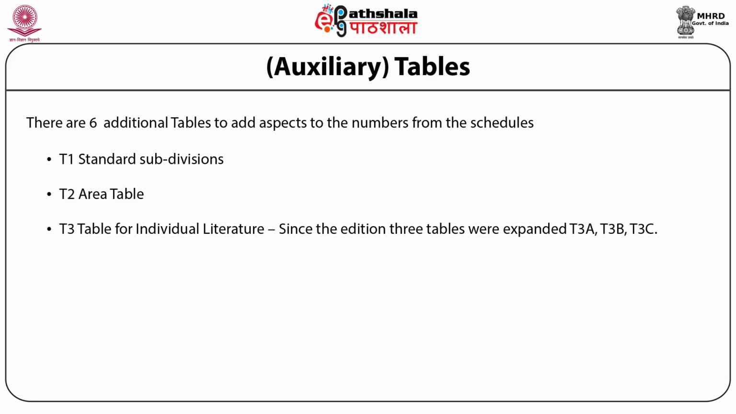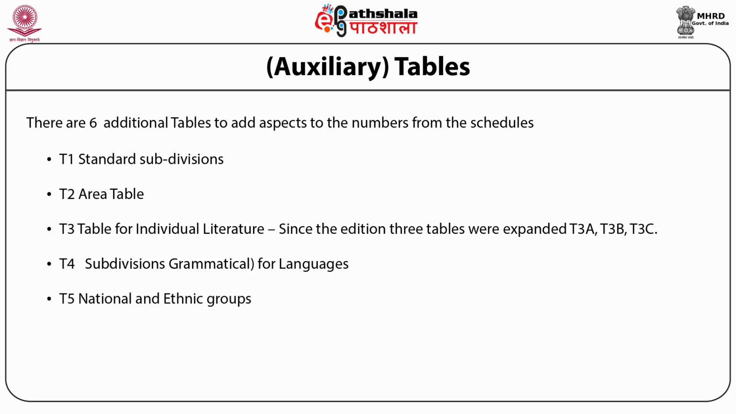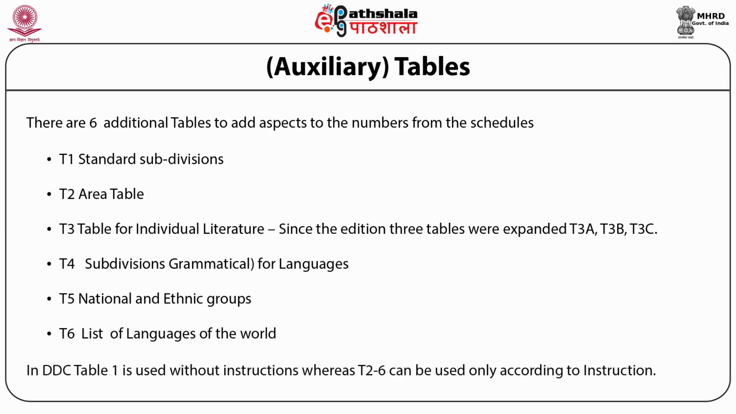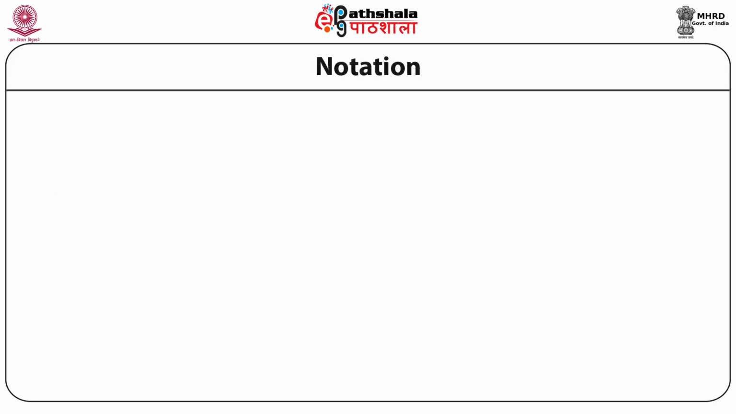T3 is the table for individual literature, and now this has been further divided into subtables, that is 3A, 3B and 3C. This table is mostly required for the literature class. Then table 4 is subdivisions of languages. These are grammatical subdivisions and it is applicable to the main class 400 languages and linguistics. T5 is national ethnic groups by ethnicity, and T6 is languages, a comprehensive and systematic list of the languages of the world.